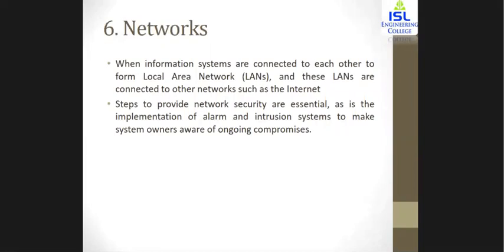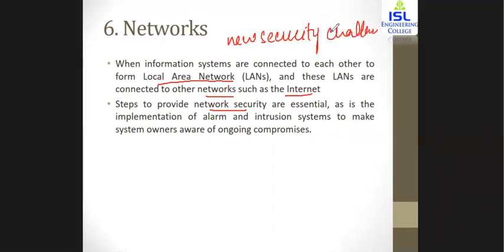Then the next one is network. Now, when information systems are connected to each other, they are going to be connected onto a local area network. And then these LANs will be connected onto a network, that is the internet. Now in here, you need to provide steps so that you can provide network security. This network security is very essential, because whenever you're connecting these different LANs onto the internet, new security challenges are going to arise.